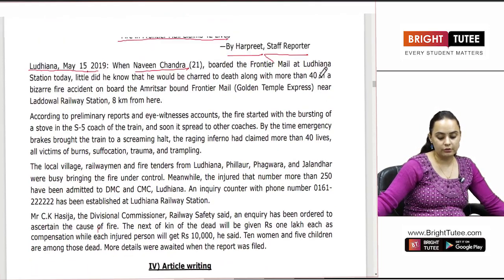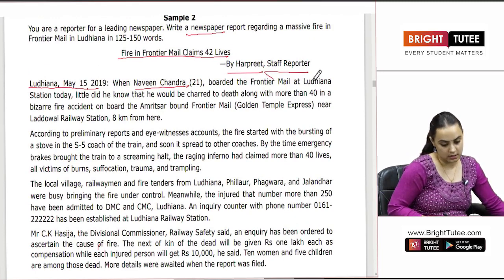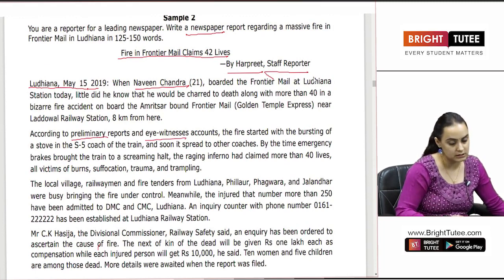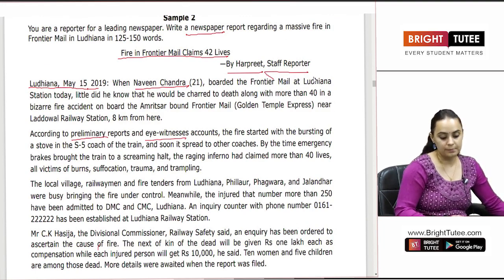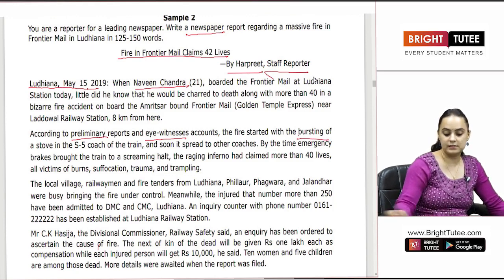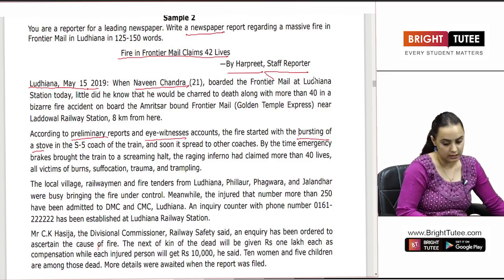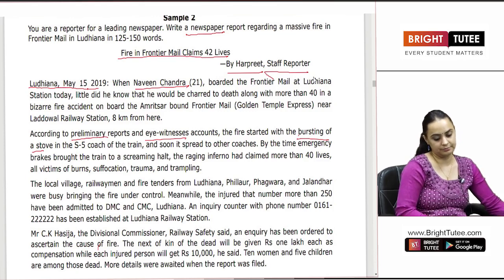According to preliminary reports and eyewitnesses' accounts. So, preliminary means the reports that reached first and the accounts of the eyewitnesses. The fire started by bursting of a stove. So, the reason for the fire is the bursting of a stove in the S5 coach of the train, and soon it spread to other coaches. By the time emergency brakes brought the train to a screaming halt, the raging inferno had claimed more than 40 lives, all victims of burns, suffocation, trauma and trampling.